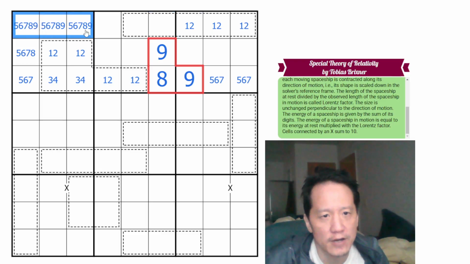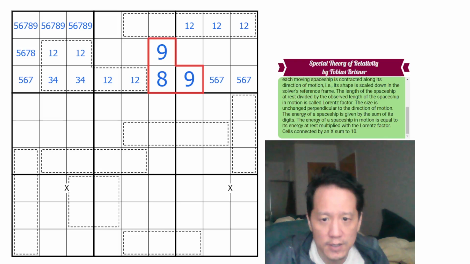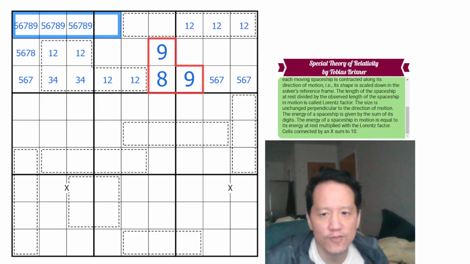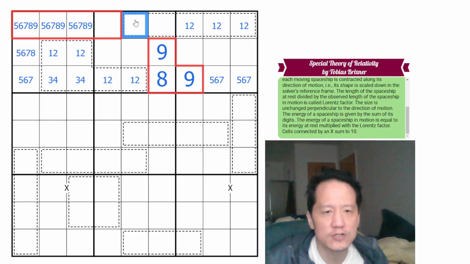So that's not allowed. So this has to be the spaceship this way. And again, I don't think it can go in this direction, because the problem is it can't shrink to 0, right? So it has to be 4 this way, which means this spaceship has a Lorentz factor of 5 divided by 4.